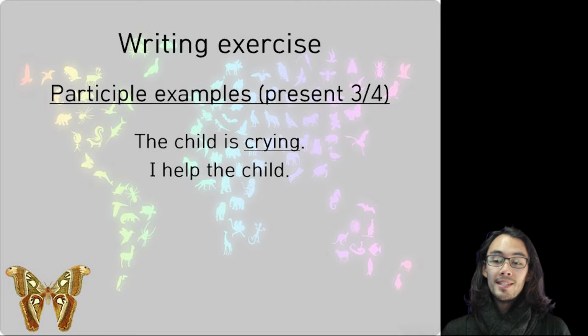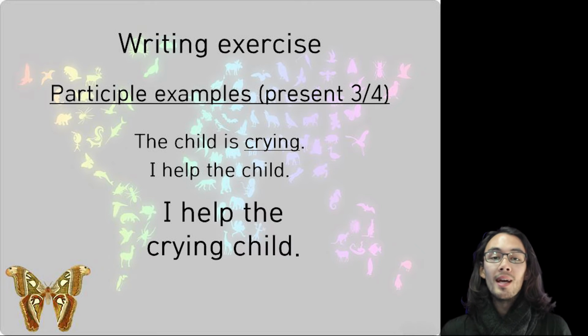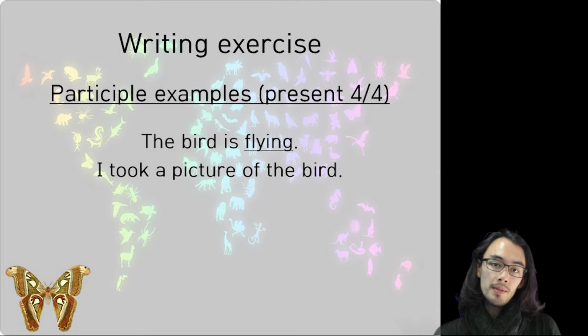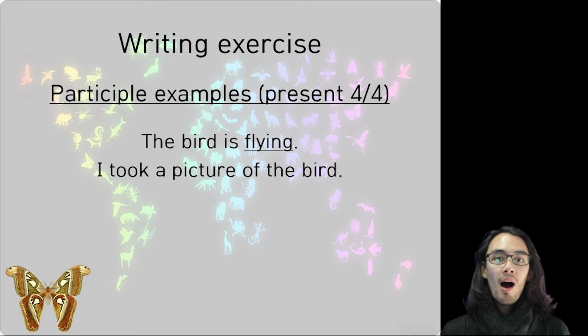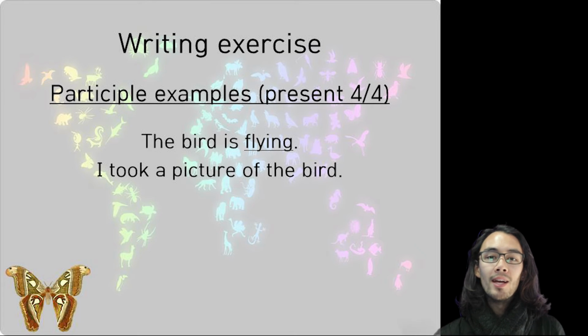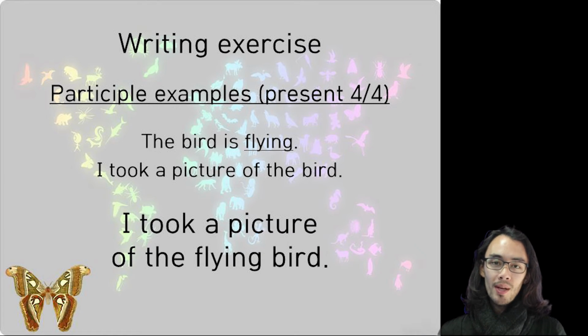The next one is an example of a present participle. So, the child is crying. I help the child. To combine that, we say, I help the crying child. And the last present participle, the bird is flying. I took a picture of the bird. And you combine that and you say, I took a picture of the flying bird.